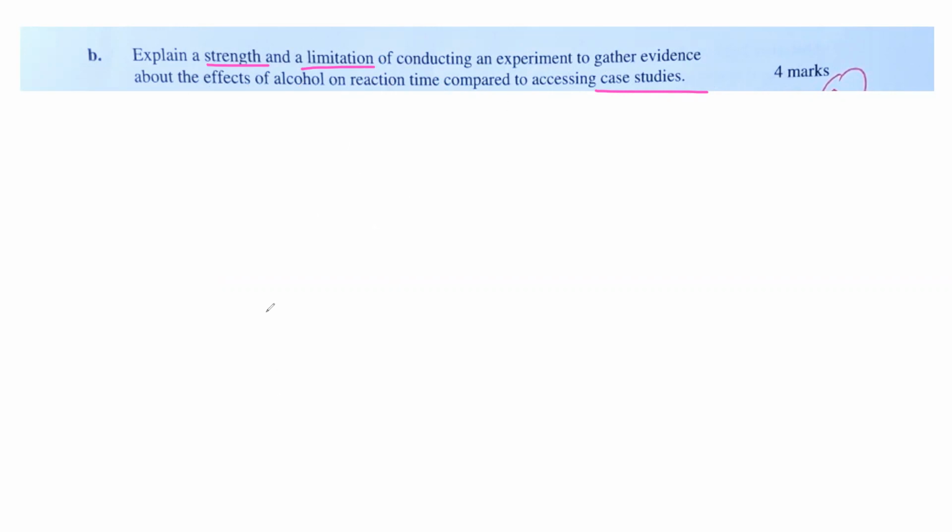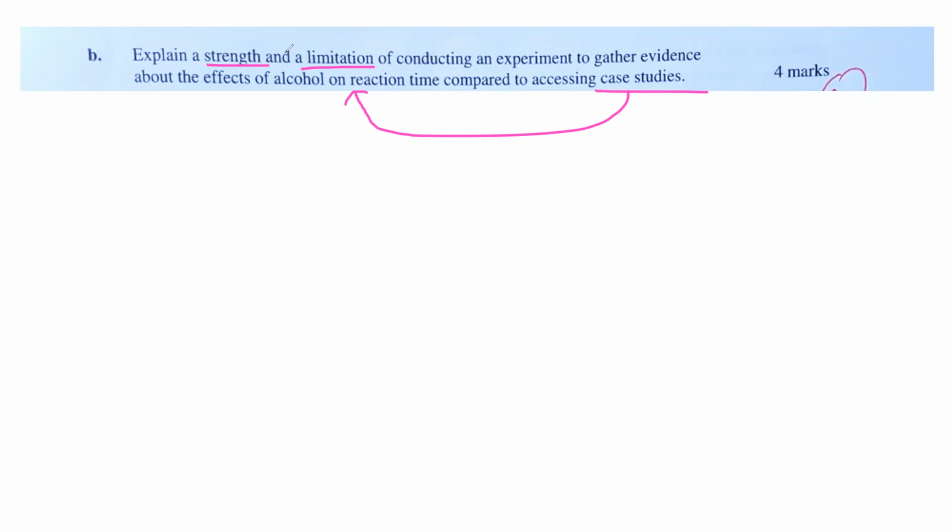By the end of your answer, you need to discuss one strength and one limitation of an experiment for investigating this topic, and then one strength and one limitation of a case study for investigating this particular topic. Okay, now that is a messy question, because there's a lot of things you need to take into consideration, and you might not know how to structure it.